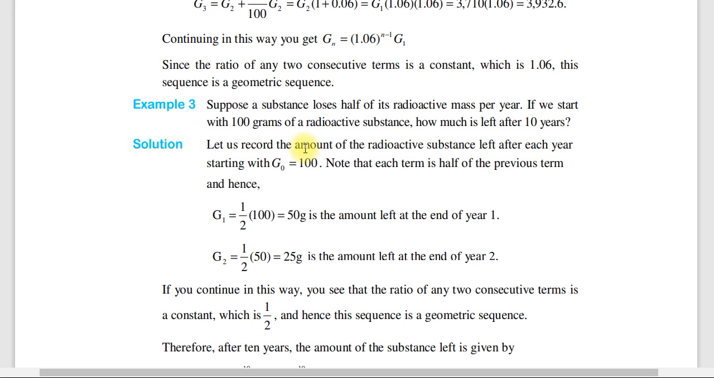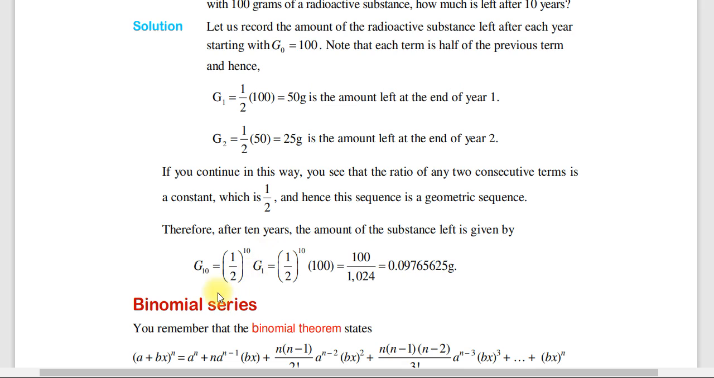This is again solved with a geometric sequence. The amount of radioactive substance left after a year starts with G0, which is 100. Then G1 is 1/2 times 100, which is 50 grams. G2 is 25 grams. Okay? So G10 is (1/2) to the power of 10 times G0, which is 100. Substituting, we get 0.0976525 grams.